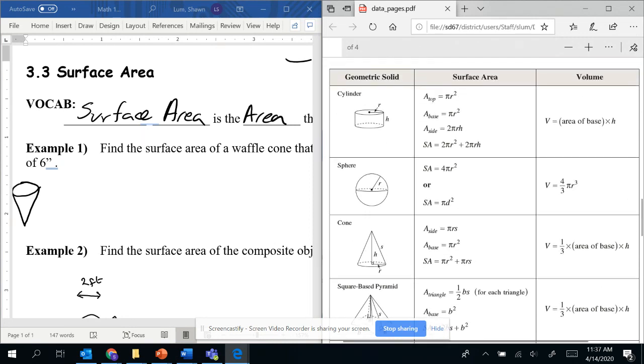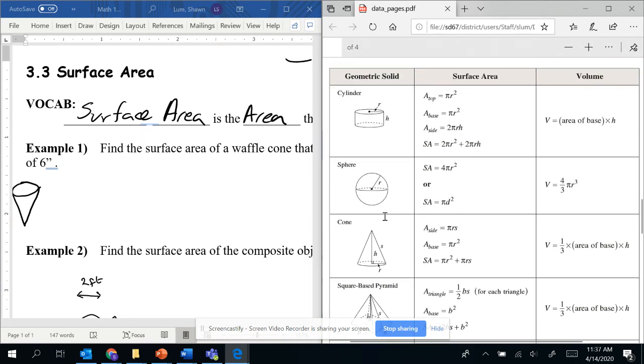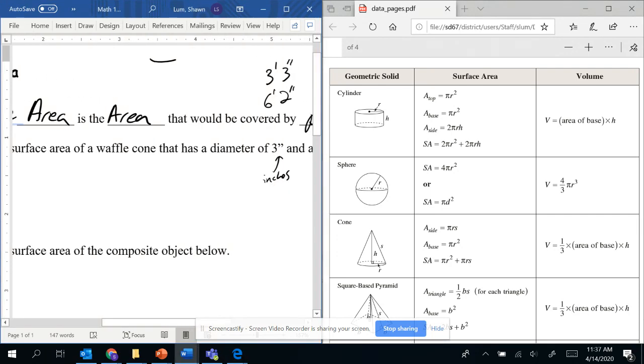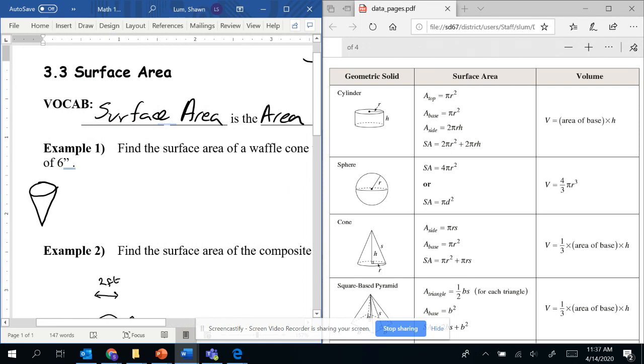And here we see our cone right there. There's our surface area. We have volume right here, but we're not going to be talking about volume today. And it asks us to find the surface area of a cone that has a diameter of 3 inches and a slant height of 6 inches. So here it is right here. The total surface area is pi r squared plus pi r s.